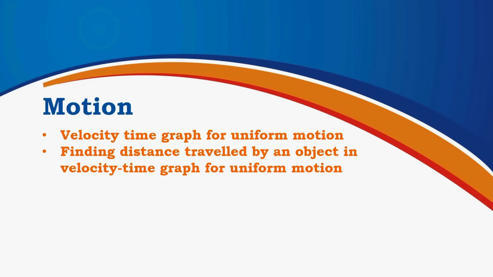In this lesson, we will learn about motion using graphs. First, we will understand what a velocity-time graph is for uniform motion. We will see how velocity remains constant with time and how this is represented on a graph. Next, we will learn how to find the distance traveled by an object using a velocity-time graph for uniform motion. We will understand that the distance traveled is obtained from the area under the velocity-time graph. By the end of this lesson, you will be able to read a velocity-time graph and calculate the distance traveled by an object moving with uniform velocity.